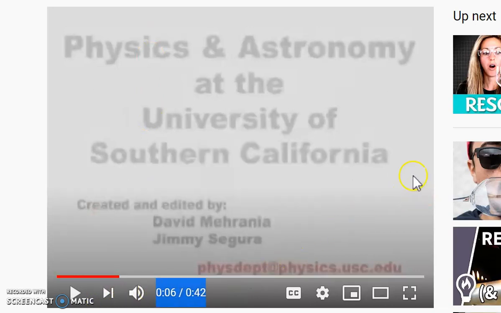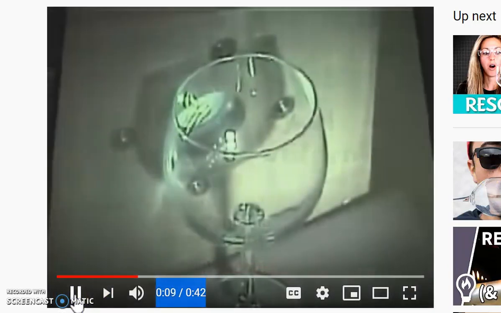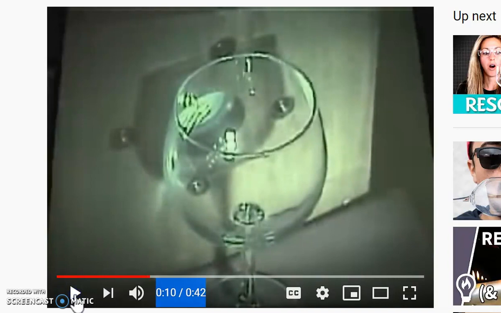So let me make sure we can get this framed correctly. All right, well, it's not perfectly framed. All right, so here's the noise. Let me pause a second. So off to the side, there is a speaker, kind of focused, playing a loud sound, and that sound, the waves, are hitting this glass crystal, okay?